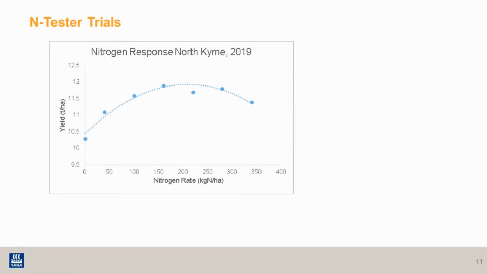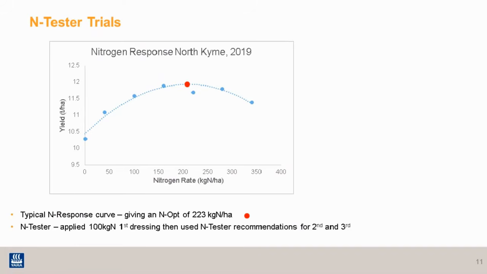We did a trial again in 2019. This was an N-dose response trial, typical curve that you'd expect to see. And the N-opt of that trial was coming out at 223, which is that red dot there. So we had an N-Tester treatment again, where we applied 100 kilos at that first dressing and then used the N-Tester to recommend the second and third applications. And you can see the N-Tester applied 60 kilos for the second and then 40 kilos for that third, which totaled 200, which is that purple dot.